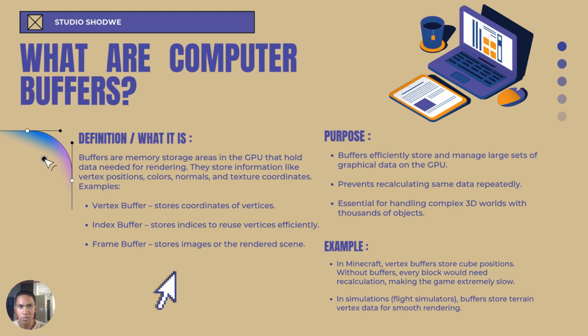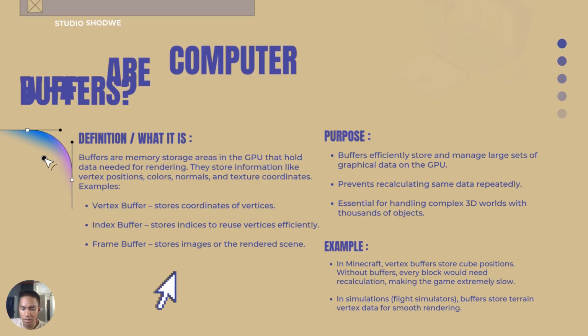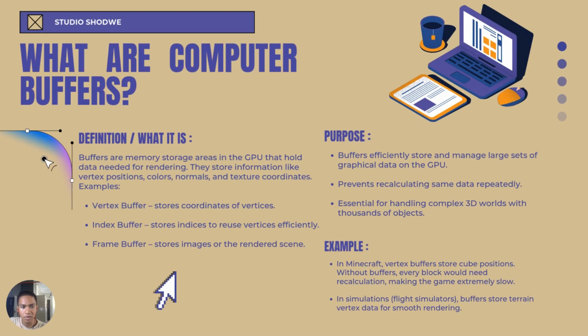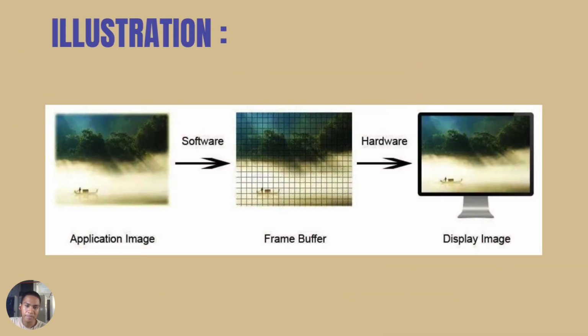And it also explains how Minecraft has an infinite range of distance in the world. And in simulations like flight simulators, buffers store terrain and vertex data for smooth rendering. So this is the illustration of buffers, the frame buffer, like the one before.